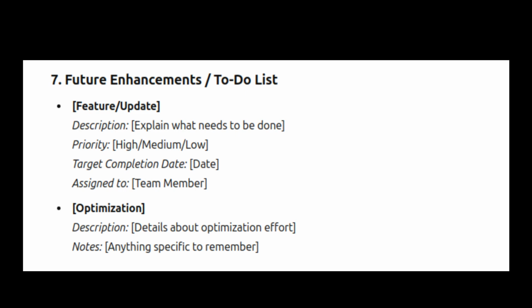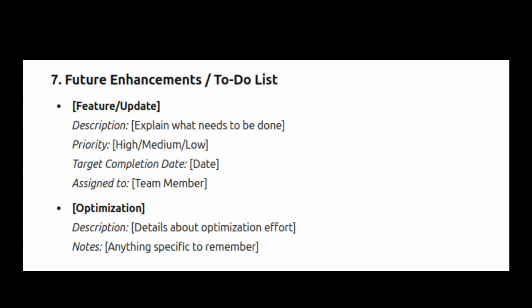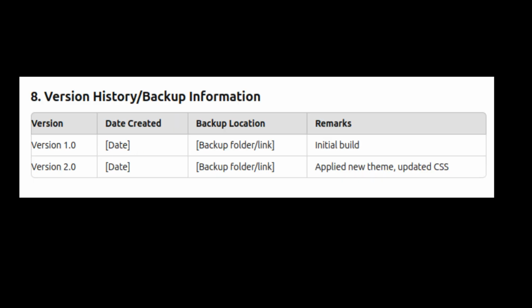This section is a proactive way to keep track of ongoing improvements or planned updates to your site. Listing features, their priority, and a target completion date allows for a structured and organized development roadmap. If you don't track these tasks, you risk missing deadlines, overlooking important optimizations, or losing focus on key improvements. The last updated field is essential here, ensuring that tasks remain current and no outdated enhancements take up valuable development time.